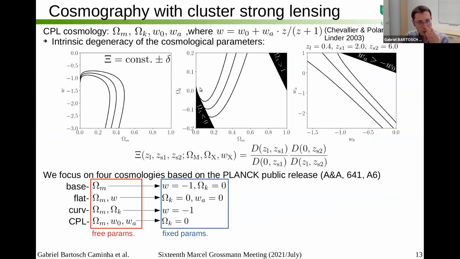What we did systematically, we studied 4 different cosmological scenarios. One is a simple cosmology varying omega matter, but fixing the curvature and also the dark energy equation of state to the standard value -1. And we have a flat cosmology, and we have a curved cosmology fixing the equation of state, and also we have the CPL cosmology varying the 3 parameters, but fixing the curvature to 0.